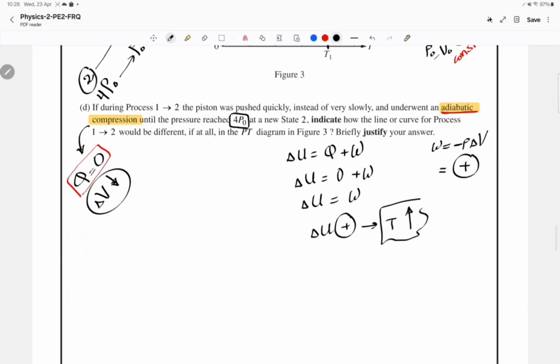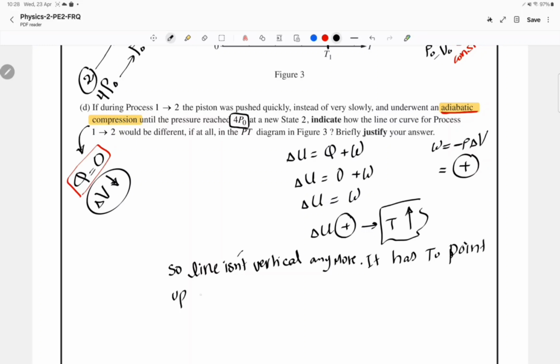So that means that the line isn't vertical anymore. It has to point up and to the right of the original state 2.